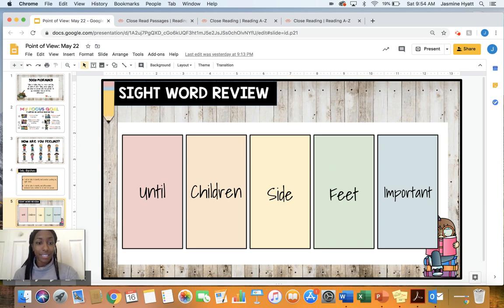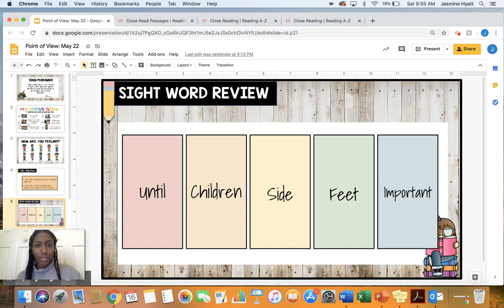So let's go ahead and do our sight words. The word is until. The word is until, get ready, go. Until. One more time, get ready, go. Nice. The word is children. The word is children, get ready, go. Children. One more time, get ready, go. Nice. The word is side. The word is side, get ready, go. Side. One more time, get ready, go.